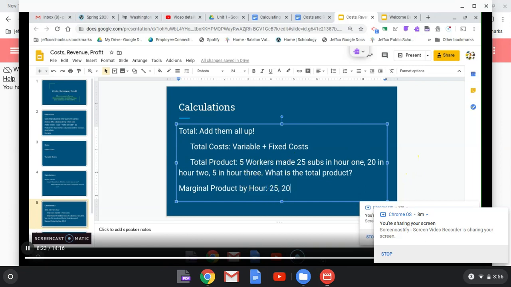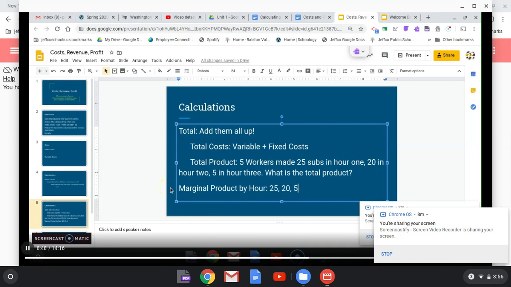All right, what is our marginal product of the third hour? Well, if we made 25 in the first hour, 20 in hour 2, what is the marginal product of the third hour? The answer would be 5. It's +1, so +1 hour, one more hour. In that case, we made 5. So that's important because, again, marginal would just be +1, whatever the next additional one is.